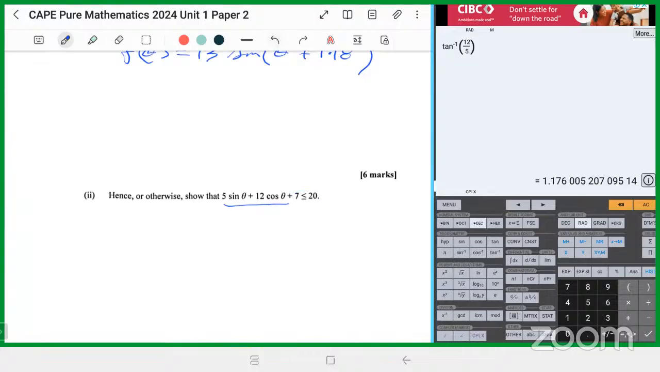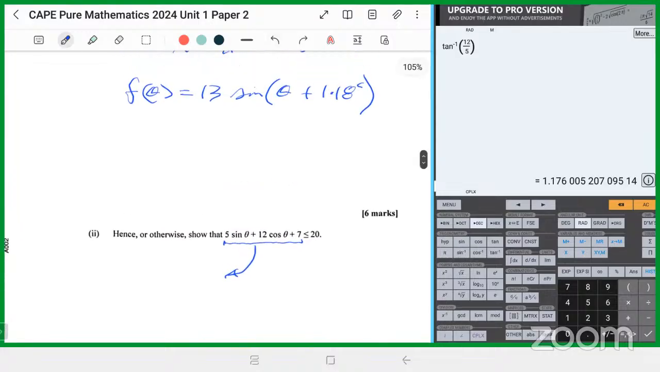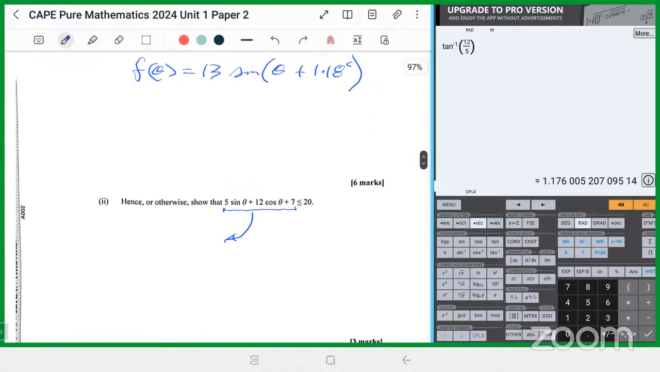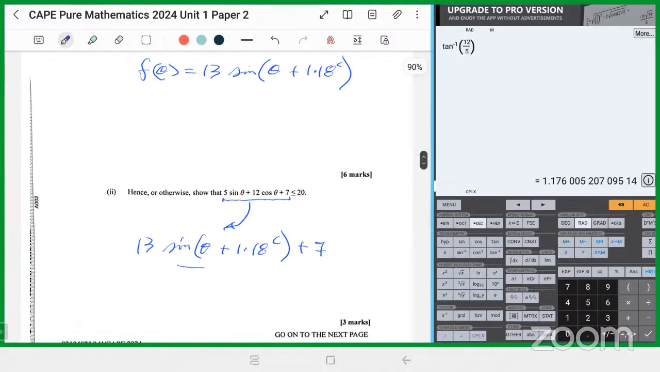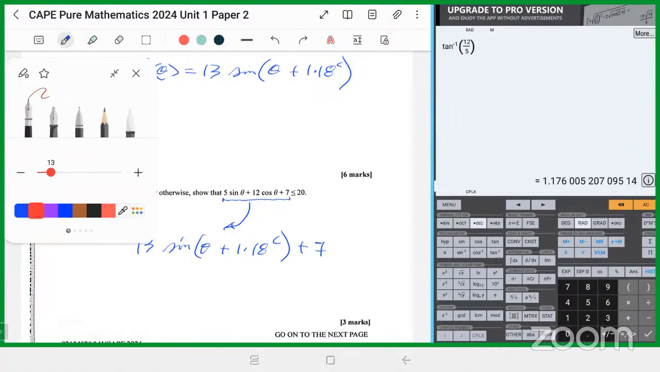All right, the next part says, hence or otherwise, show that this expression, 5 sine theta plus 12 cos theta plus 7, is less than or equal to 20. Let's do this side first. I'm going to show that it's less than or equal to 20. I'm going to replace this expression with what we have here, which is 13 sine of theta plus 1.18 radians, plus 7.